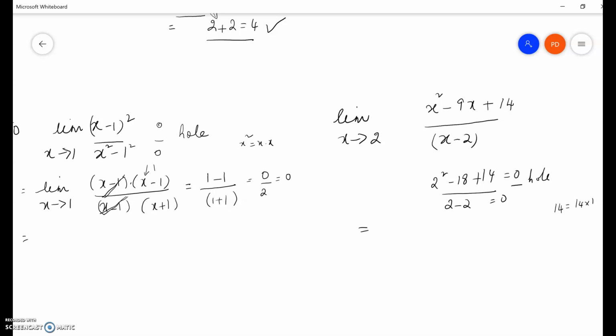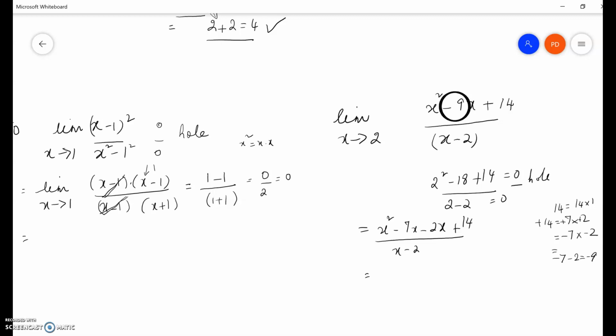14 is 1 times 14, but then the factors have to add up to negative 9. So 14 is also equal to 7 times 2. 7 plus 2 is positive 9, but what we need is negative 9. So we can think of this as minus 7 times minus 2. So that is the right pair, because when we add the two, we get minus 9. So we use that and get x squared minus 7x minus 2x plus 14 over x minus 2.